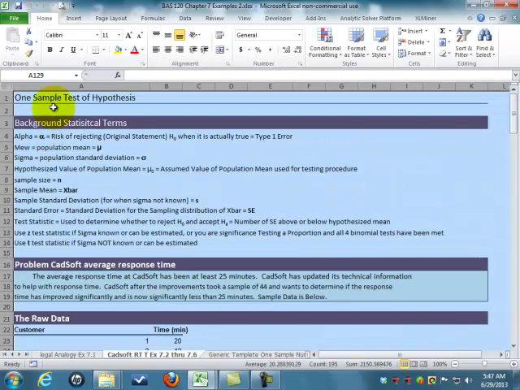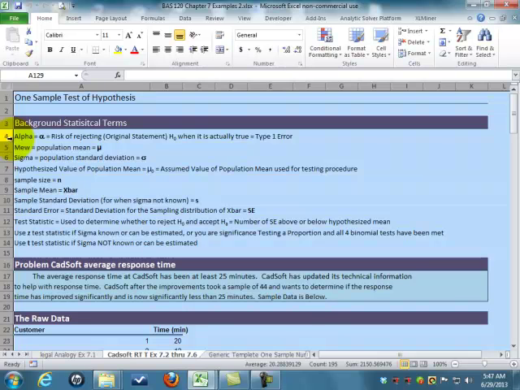CAD-soft analysis of an actual problem. So this is a one sample test of a hypothesis. We're going to assume something about the population mean, and we're going to take one sample and test that hypothesis. Here I just gave you, as a reminder, some background on statistical terms.